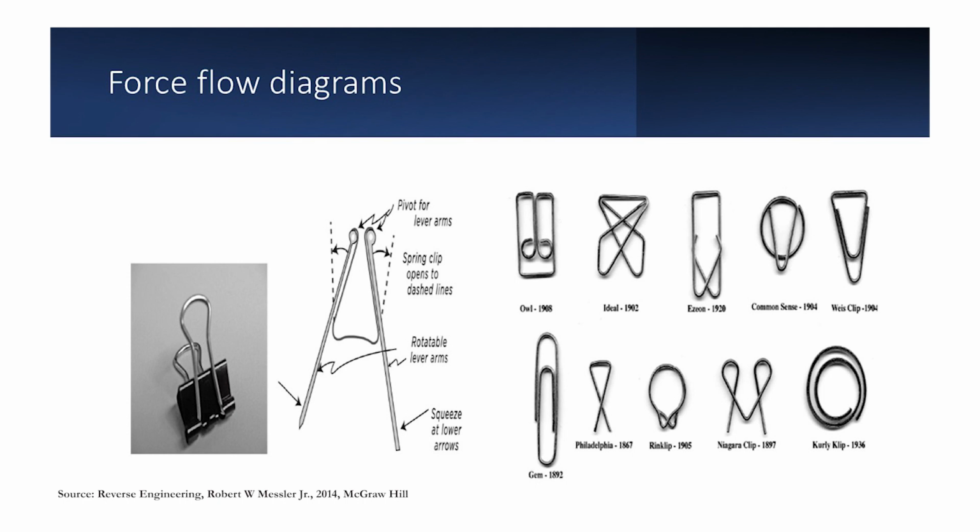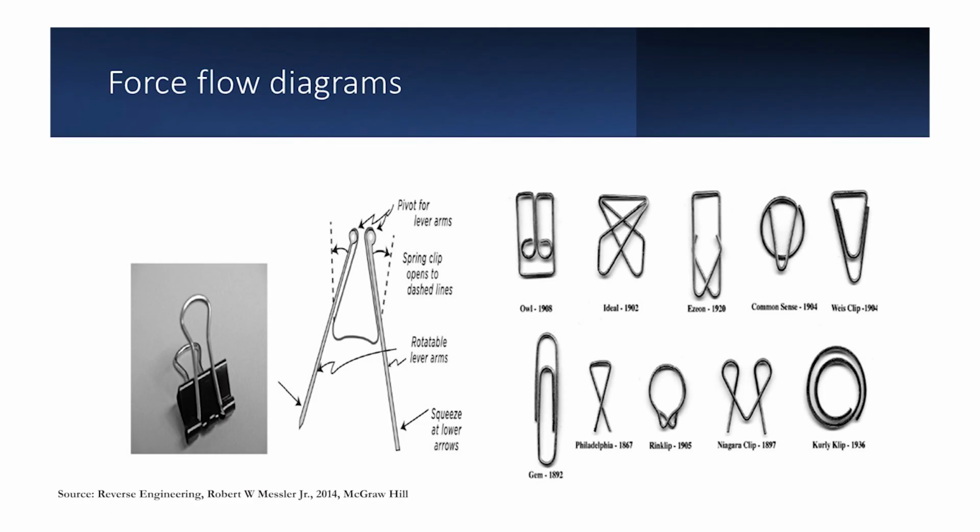So, you can take this simple product and annotate it to write out the functions, which is squeeze at lower arms and then spring clip opens to dashed lines. You can also label the parts, which are rotatable lever arms, and this is the pivot for the lever arms. Once you have done that, you can come out with your alternative design.